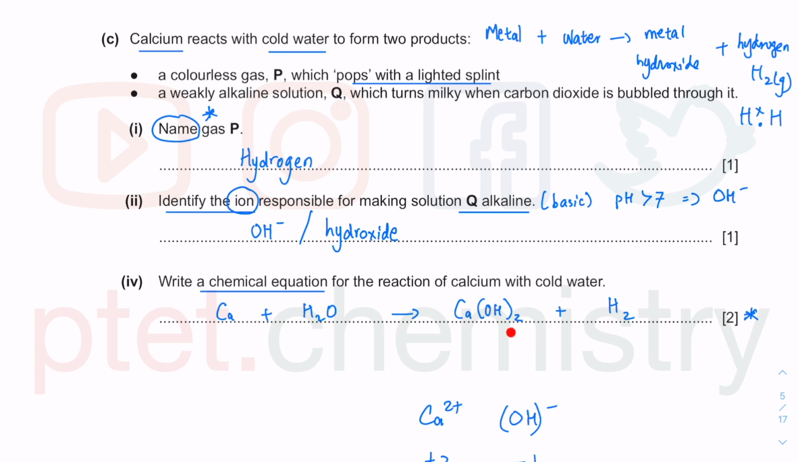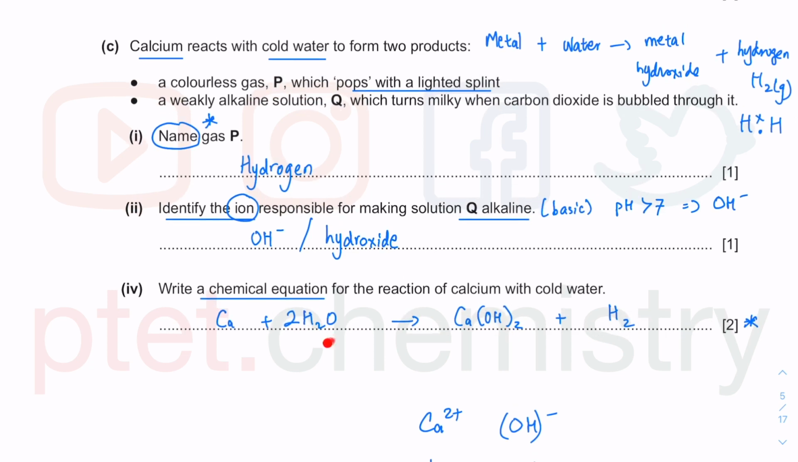We need to balance this equation. We got 2 hydrogens, another 2 hydrogens. We got 4 hydrogens total on the right hand side. We need 4 hydrogen atoms on the left hand side, and then they should give us 2 oxygens and 2 oxygens. They haven't asked for state symbols, so we really don't have to write down the state symbols at all.